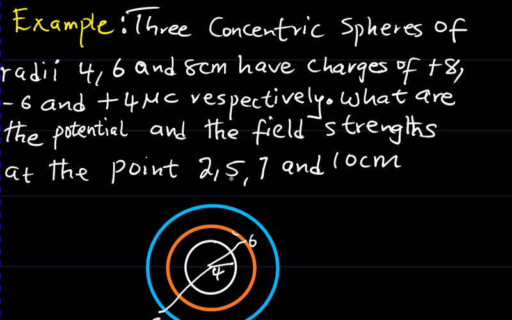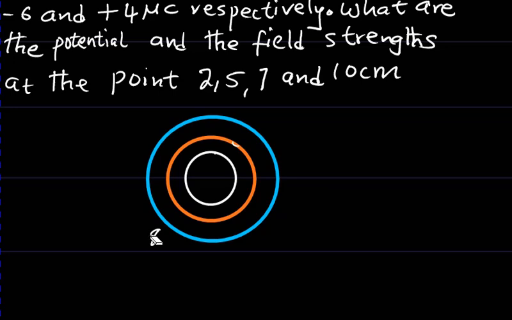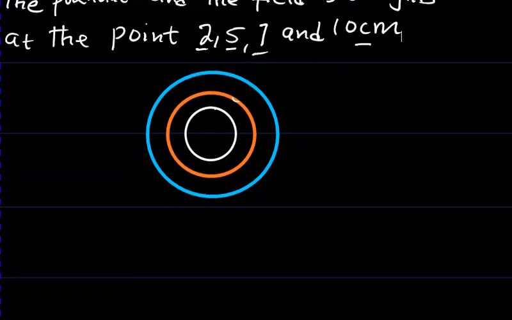So we have to calculate the electric potential at different positions. What are the positions? Okay, let me just take this out so that it will look neat. All right, so first of all, we are being asked to calculate the electric potential and of course electric field intensity at these different positions: 2, 5, 7, and 10 cm. So let's start with the electric potential at position 2. Let me use P2 to represent that first. All right, how can we calculate that?